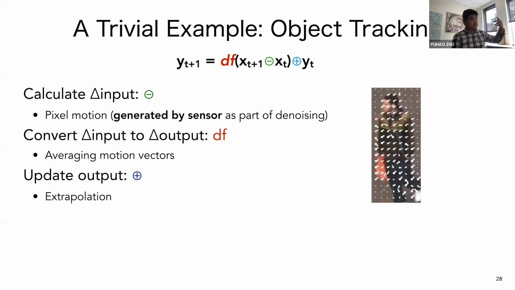And as you can see, the second and third operators are almost zero overhead. The second thing is averaging across a few vectors. The third thing is literally just adding a vector, right? So the second and third operators are basically zero cost, free. The first operator is what's costly, but we don't have to do that. It's already there. It's given by the sensors. All we have to do is to retrieve it.